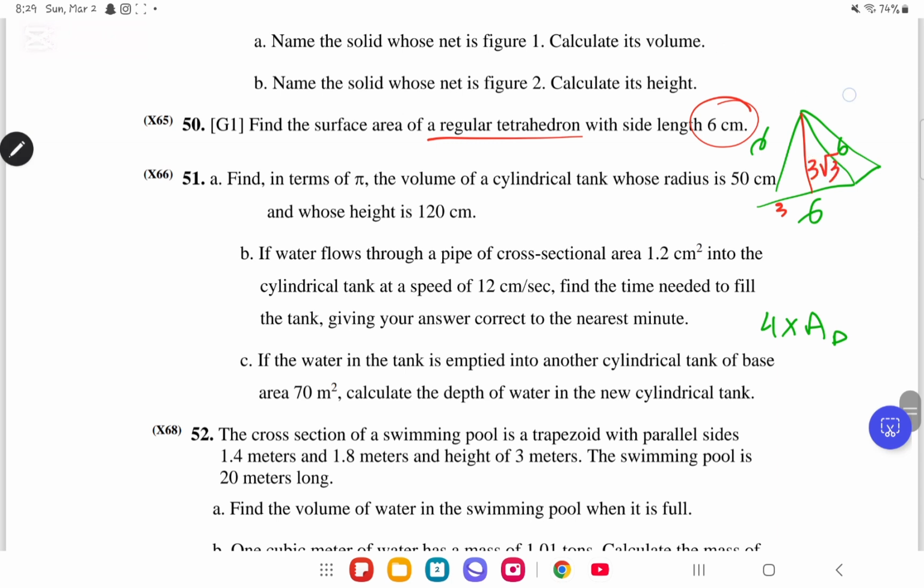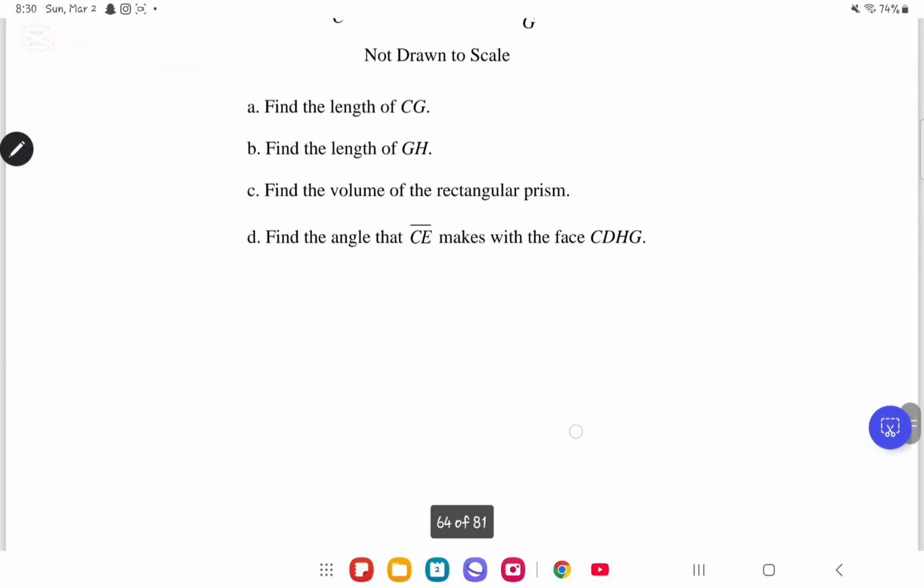So now the surface area of a regular tetrahedron is very simply 4 times the area of this one triangle, which is the base, 6, times the height, which is 3 radical 3, over 2. Put it on your calculator, you're going to get an answer of 36 radical 3. So the surface area of a regular tetrahedron with side length 6 centimeters is 36 radical 3. And just like that, we finished question number 50. We move on to question number 58.